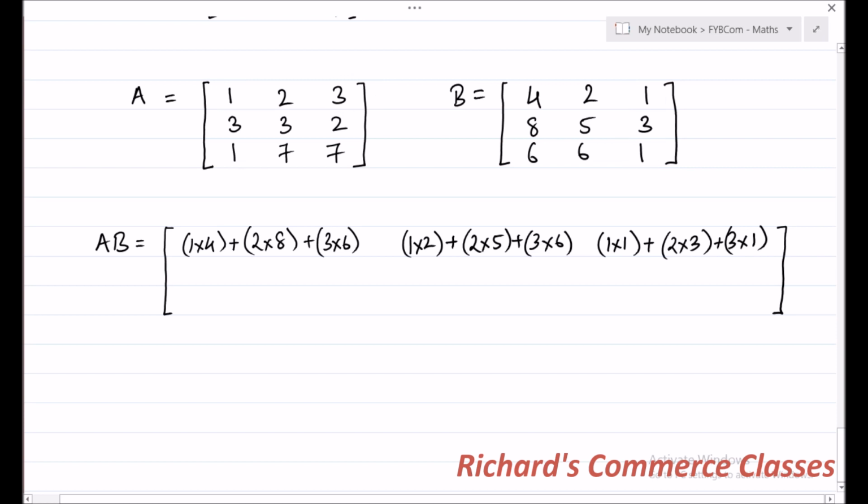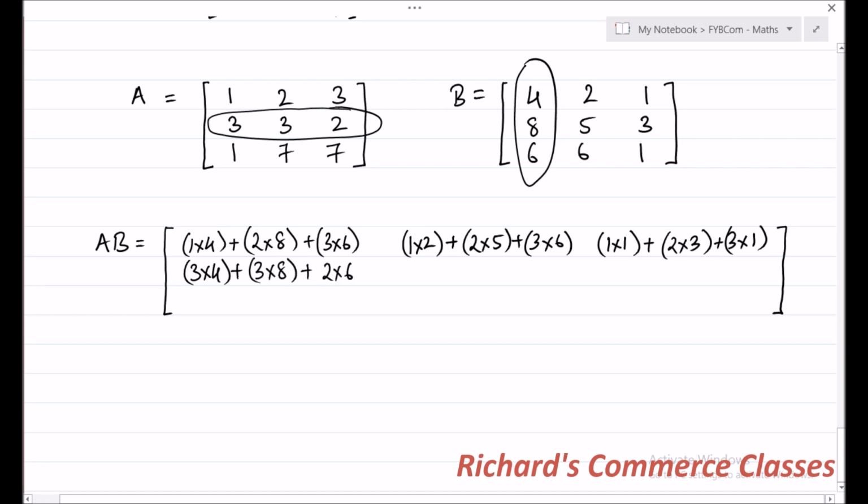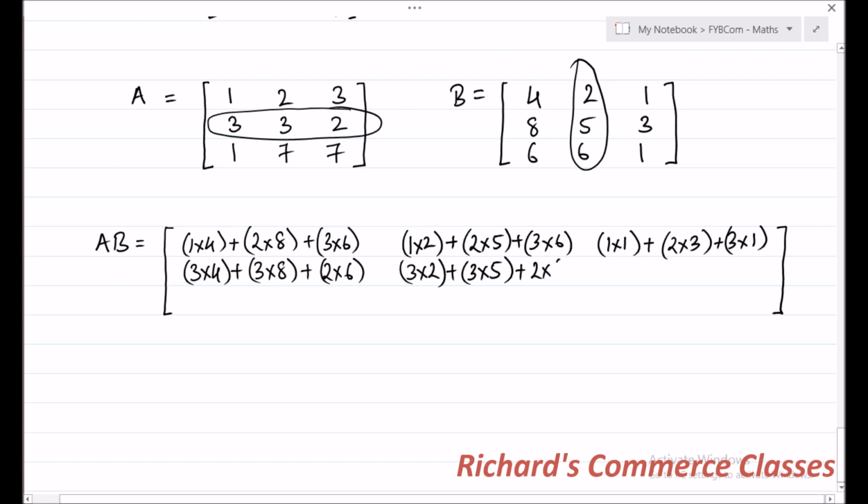Same procedure you have to repeat for the next row, that is 3, 3, 2, and the first column of B, that is 4, 8, 6. Now let's be a little quick. It will be 3 into 4 plus 3 into 8 plus 2 into 6. Moving on to the next column, it will be 3 into 2 plus 3 into 5 plus 2 into 6.